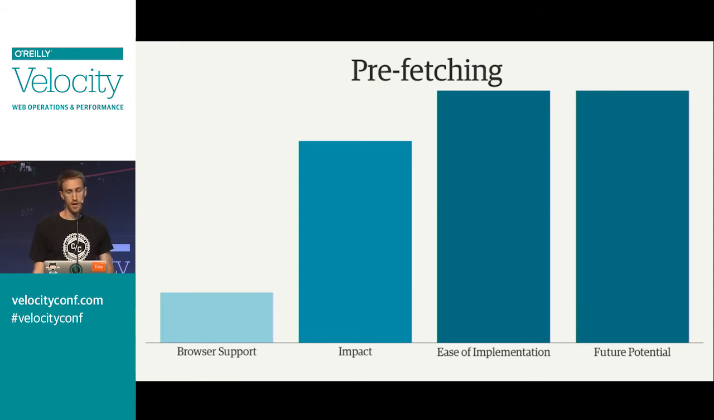Impact can be pretty large. Etsy is actually running a test on this right now, and we're waiting for results as I speak. But hopefully we're going to see some positive impact from that. As we saw, the implementation is about as straightforward as it gets. All you have to do is add a couple link tags on your site, and you're off and running. And then feature potential, I think, is actually quite high.